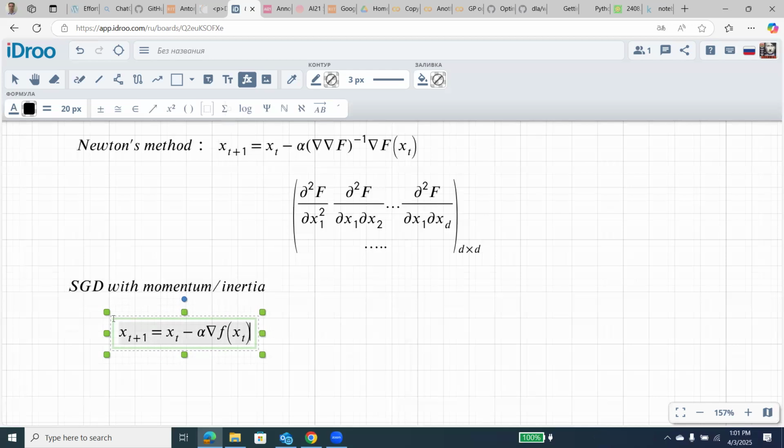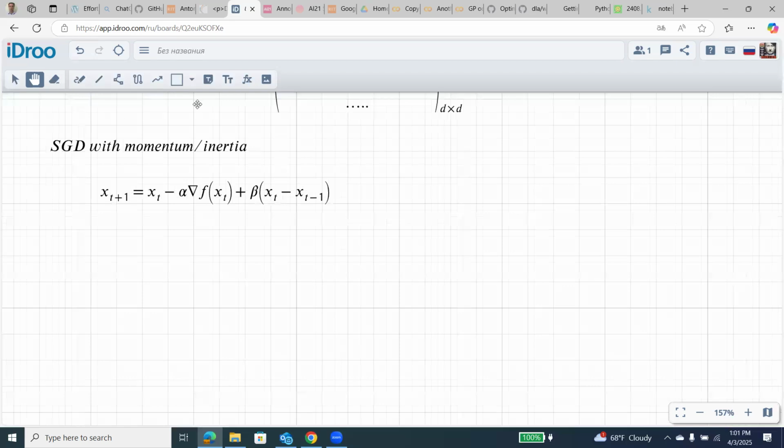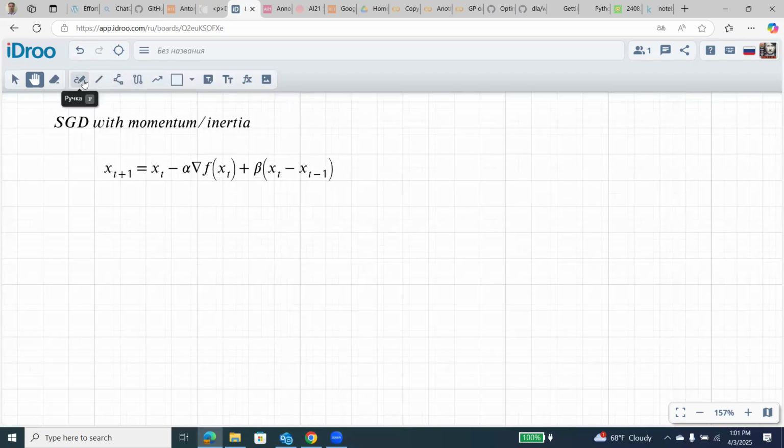I'm not using the subscript for f because f can be an individual function, f can be a mini batch, f can be the full batch. So just an arbitrary function, we minimize an arbitrary function f. So this looks like normal gradient descent, but then there is an additional term which is called inertia, beta times xt minus x on the step t minus 1. So let's look at how this additional term changes the optimization process.